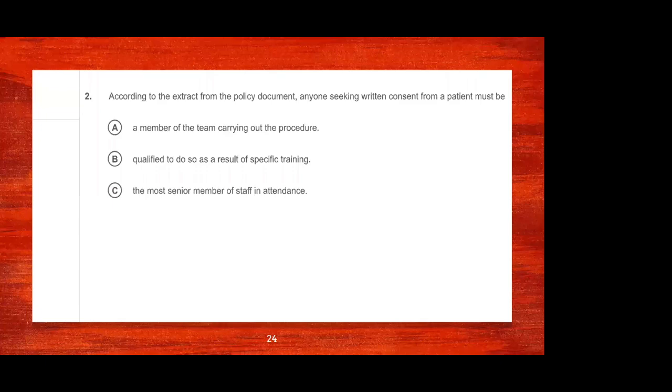The most senior member of staff in attendance is not said. The most senior member is not said, so C you can delete. But in A, it is said a member of the team can also obtain consent, yes, they can also receive it. Competency-wise, staff only can do it, yeah, maybe.